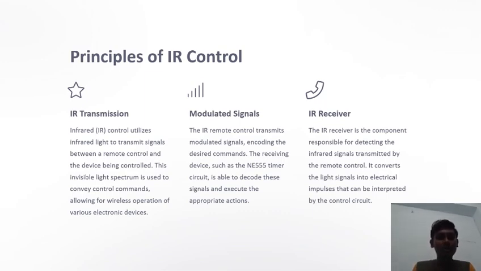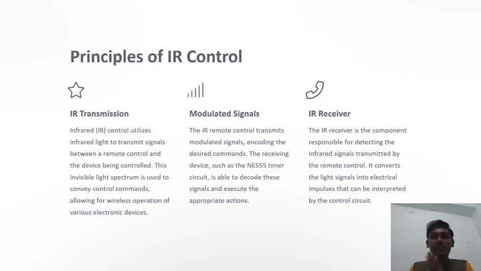Infrared controls light to transmit signals between a remote control and the device. Here we are using a remote, so it is using infrared light for transmission. Next, it is used as modulated signals. IR remote controls transmit modulated signals, encoding the desired commands.